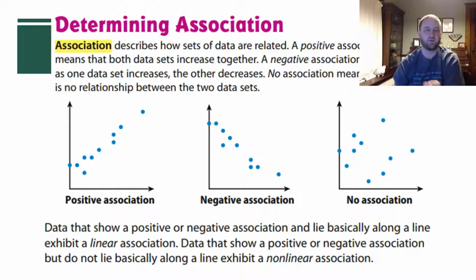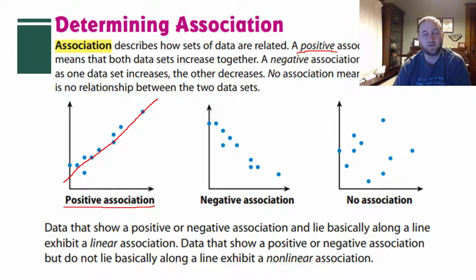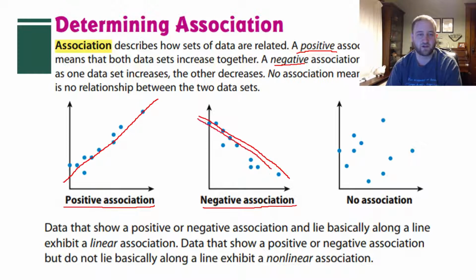And then the next thing we're going to talk about is association. Association describes how sets of data are related. A positive association means that both data sets increase together. So here, this first one is a positive association. You can see that as one variable increases, the other one also increases. One thing you can think about is slope, right? Remember, if slope is positive, that means it's going up from left to right. If it's negative, that means it's going down from left to right. So a negative association means that as one data set increases, the other one decreases. So here we've got negative association, and the trend line is going downwards.